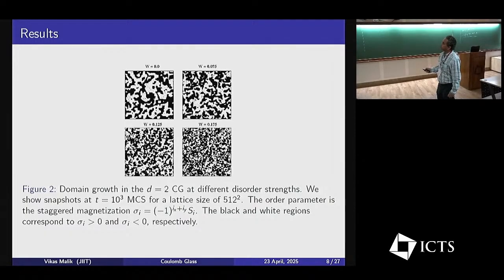You can see that for W equal to 0, where there is no disorder, the domains are quite large. This is at a particular time of 10 to the power 3 Monte Carlo steps. We are doing conserved dynamics. The number of electrons is conserved. We are working at half filling, so the number of electrons is equal to the number of holes. And you can see at 0 disorder, the domains are quite large, and as the disorder is increasing, the domain size is quite small.